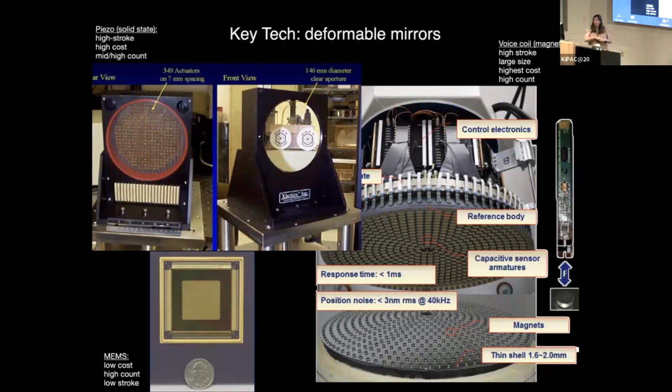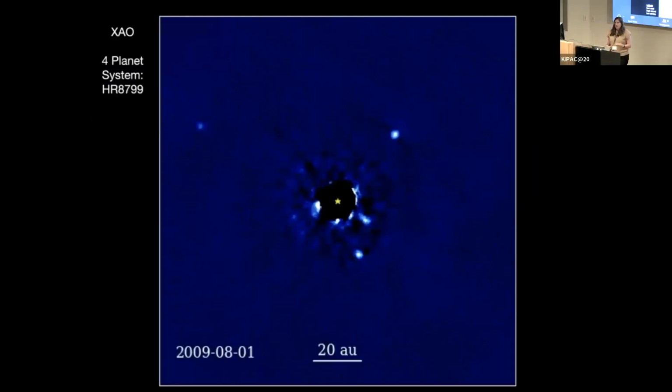Each of them have their pros and cons, as you can see I've highlighted there. And this is really where the action is on the technology development side. How do we build better deformable mirrors? What do these AO systems and improvements in these deformable mirrors do for us?